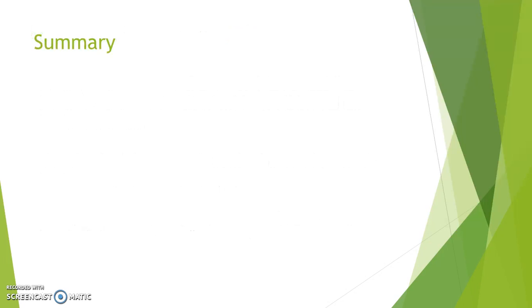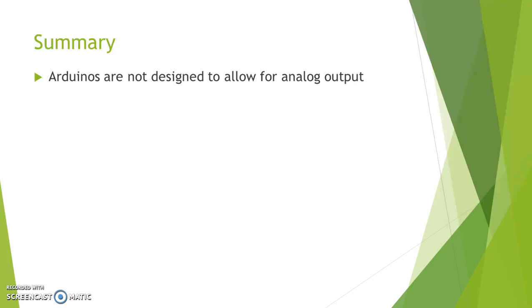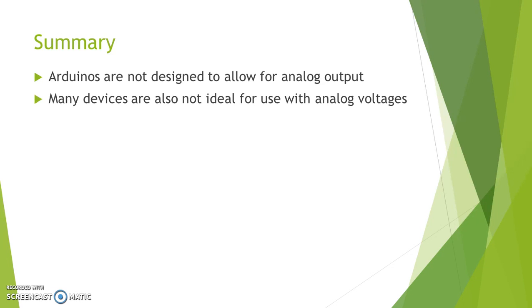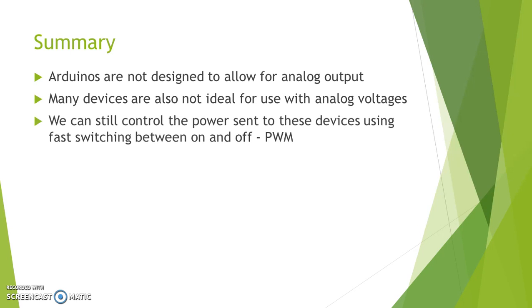Okay, to summarize, we have a situation where we have a very powerful little widget that's not really designed for analog output. An Arduino is a very digital beast. And many devices don't work well with analog voltages regardless. Having said that, we can do a pretty good job of controlling the power to various devices using fast switching on and off. And this is totally transparent to us. It looks like we're dialing in the power by using this pulse width modulation concept.